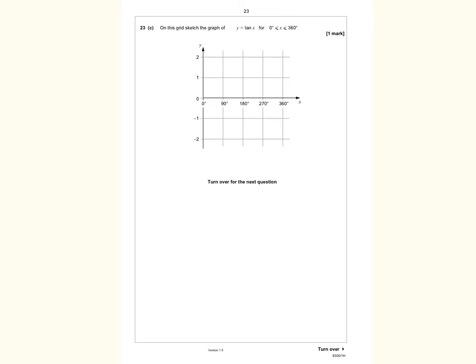Question 23. It's just saying to us, on this grid, sketch the graph of y = tan x for 0 to 360. That's a graph that you have to remember what it looks like. It's not a curve like the sine and cosine curves. It's a little bit different. There are some asymptotes, and you have to just remember how that looks and where we have the asymptotes, and draw it from that.